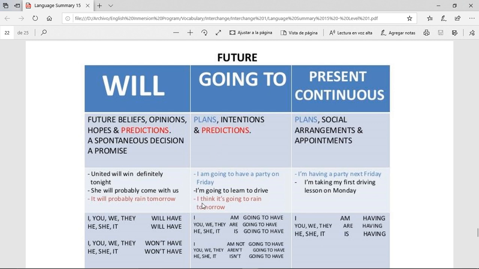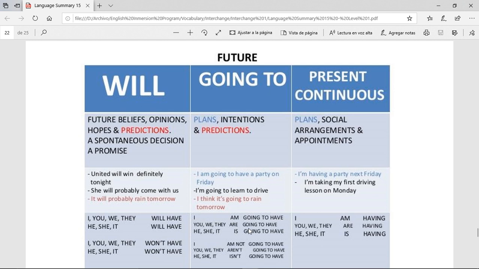And that's also a prediction. What is the difference between it will probably rain tomorrow and I think it's going to rain tomorrow? It depends. In this case, we have I think, okay? This is what makes it more of a prediction. If you say it's going to rain tomorrow, you're saying that it's happening, yes or yes, okay? But yes, you can say that going to can be used for predictions that you're more sure about.